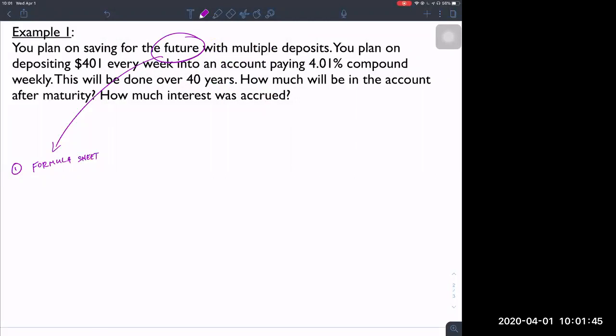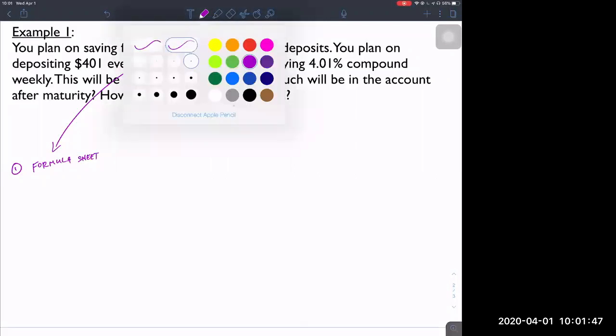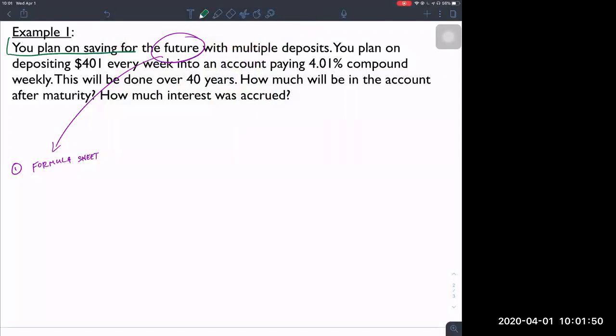So you plan on saving for the future with multiple deposits. Just that first sentence right there. So what happens when you look through the problems, and you go, I'm gonna look for the problem that looks like the closest wording to this, and you don't find that problem? What do you try next? So again, my question, sorry, go ahead. When you look at the problem, if you see reoccurring payments, that's different than the other ones.